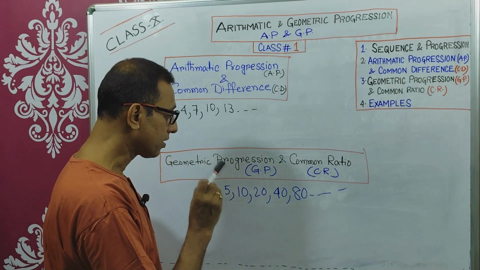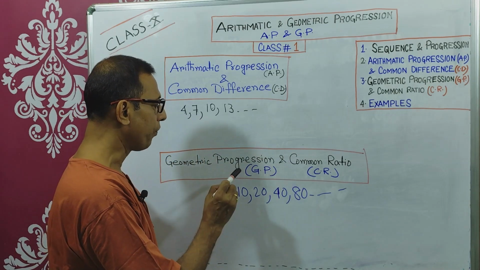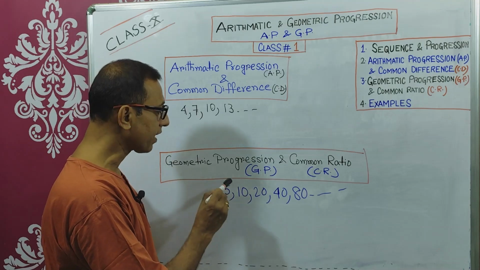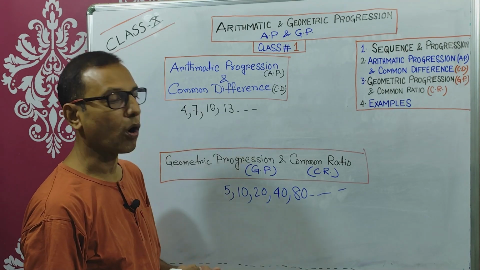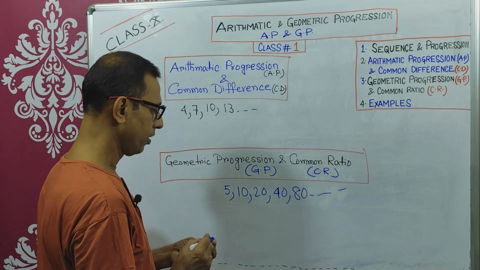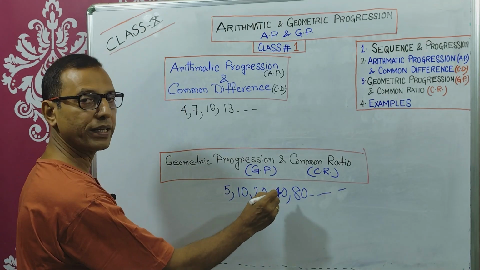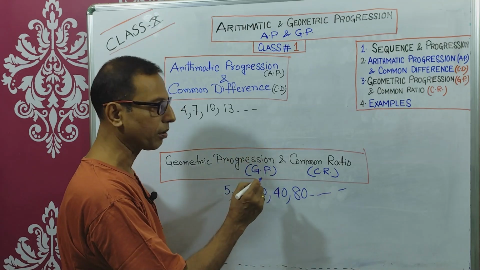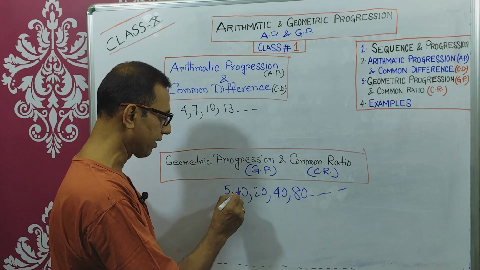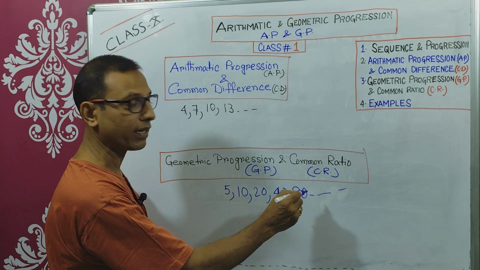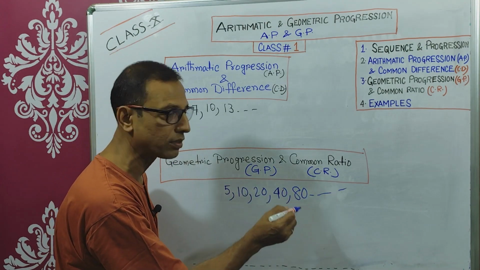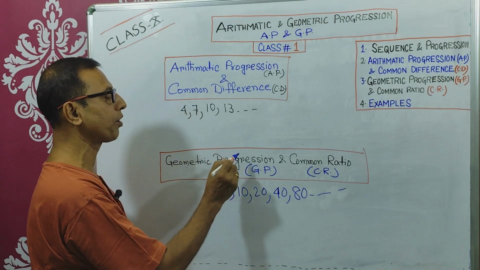But we say common ratio when it is the ratio of any term to its predecessor. When the ratio between two consecutive terms is equal, then that progression or sequence is called geometric progression, or GP.